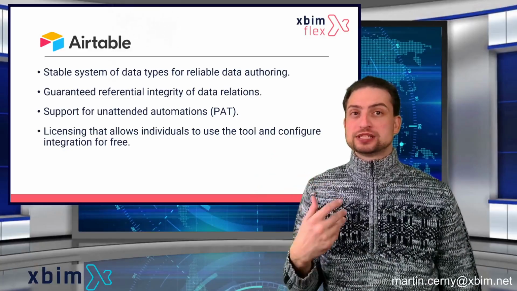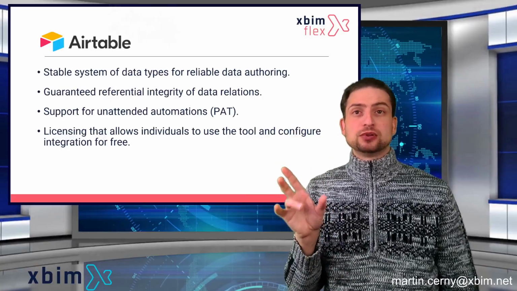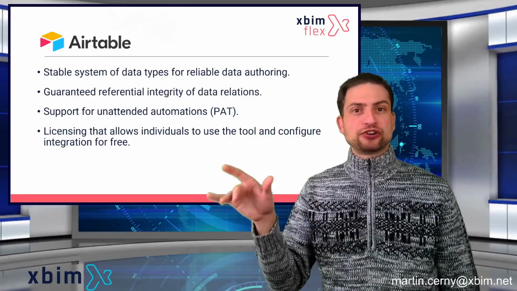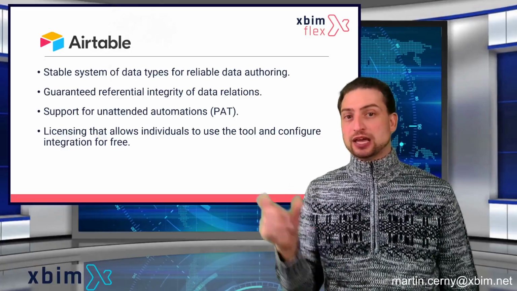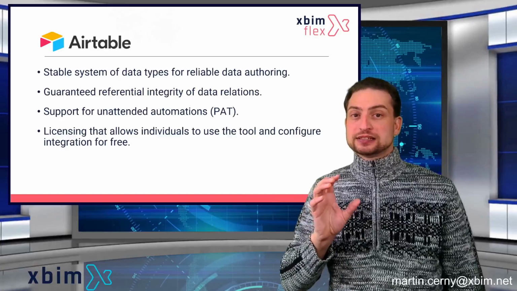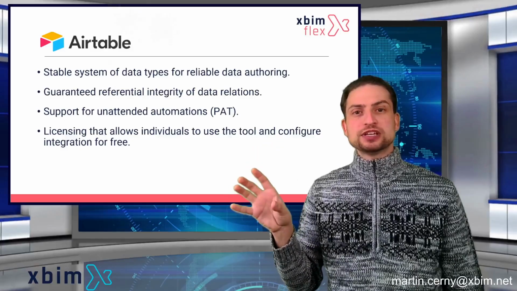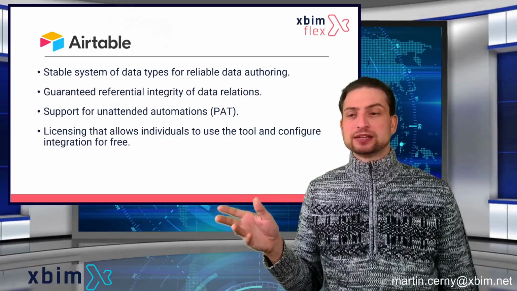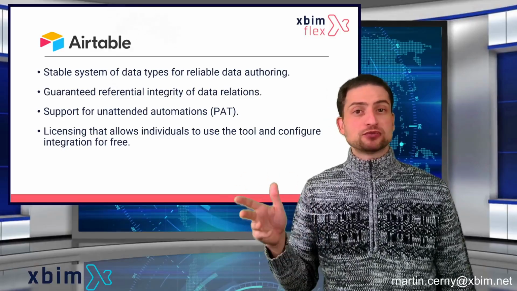So when we as developers implement any integrations, we can rely on these data types, so it's a lot safer for any integration. It has a guaranteed referential integrity. What that means, if you have multiple tables and they are related, say you have a table for levels and you have a table for spaces, and you want to link these two tables saying that these spaces belong to these levels. In Revit, you may do it by names of levels, but that's never reliable, and you can never guarantee that it will not break if someone changes the names, for example.